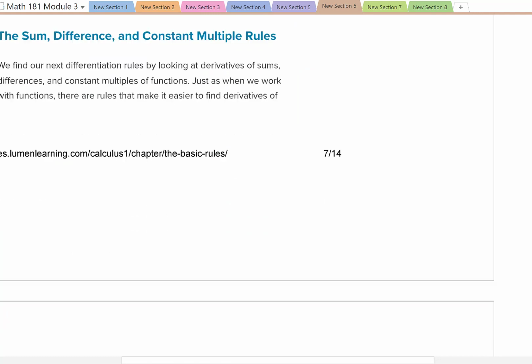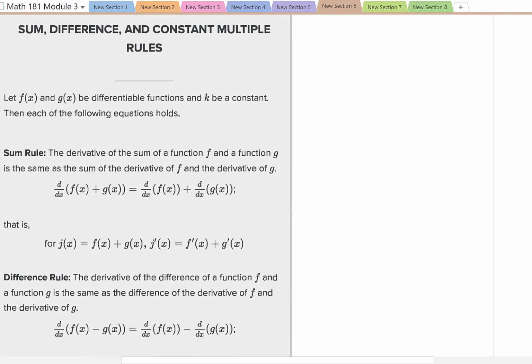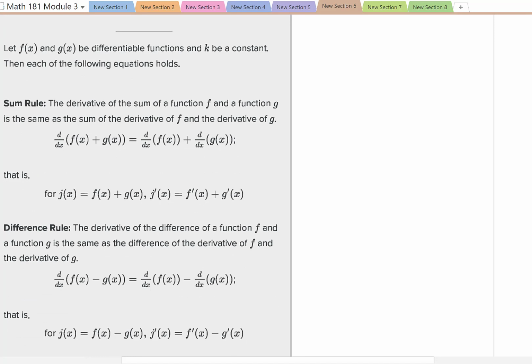Now we have a couple of differentiation rules, and I think it's somewhat common sense on these. The idea is, if you take the derivative of a sum, it's the sum of the derivatives. So taking the derivative of the sum, you have the derivative of the first one plus the derivative of the second one. And this is showing the same notation.